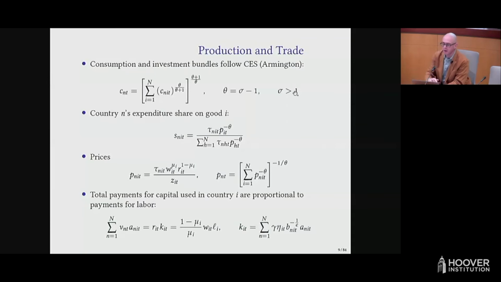Sigma is bigger than 1. And theta is going to be a key object. It's called the trade elasticity. It will be the elasticity of trade flows with respect to trade costs. And in the Armington model, it's just equal to sigma minus 1.